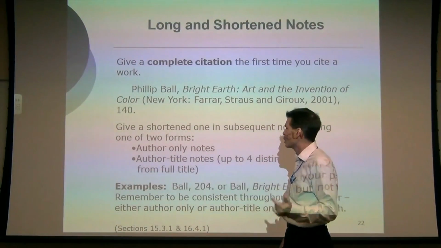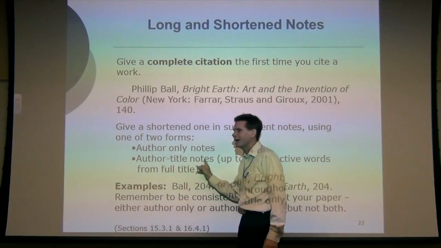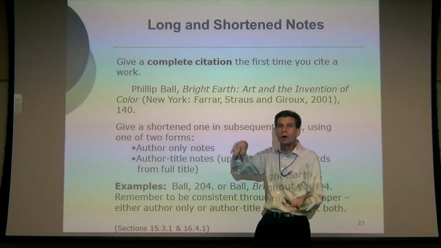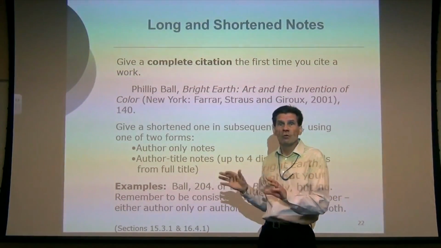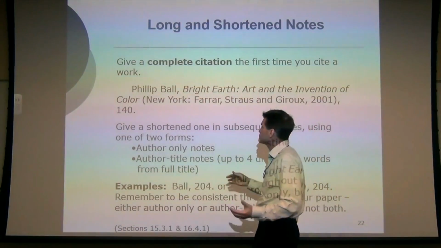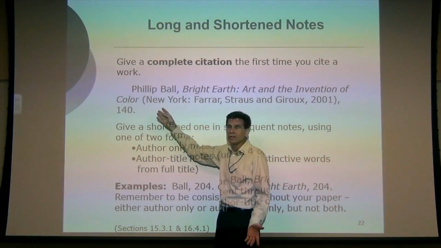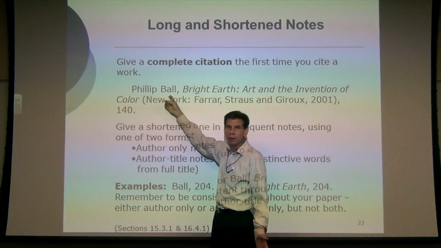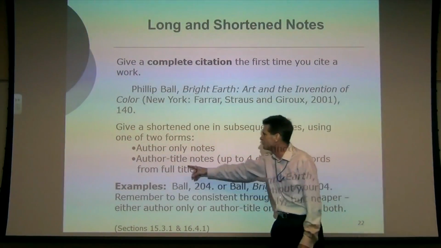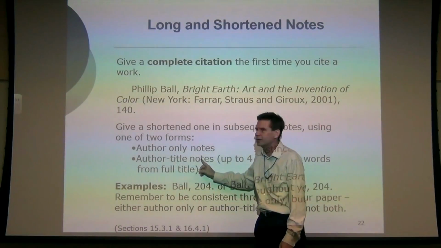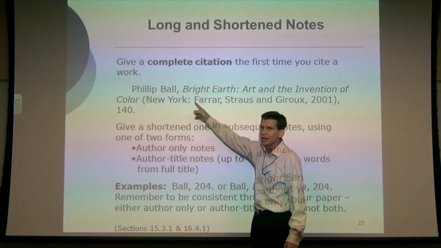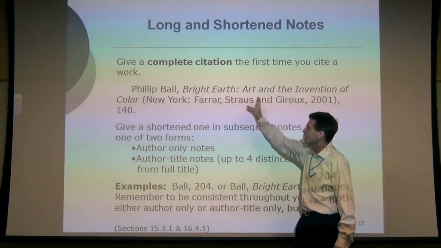But here's the thing: most often I would use author-title notes. And the reason why? He may have written more than one book, and you may be quoting from both of those books, and you want to distinguish between the two. Also, there may be another author that you're using whose last name is Ball. Once again, you would want to distinguish between the two. So most often, I use author-title notes for my short notes. And that only happens after the first time you've used the entire citation.